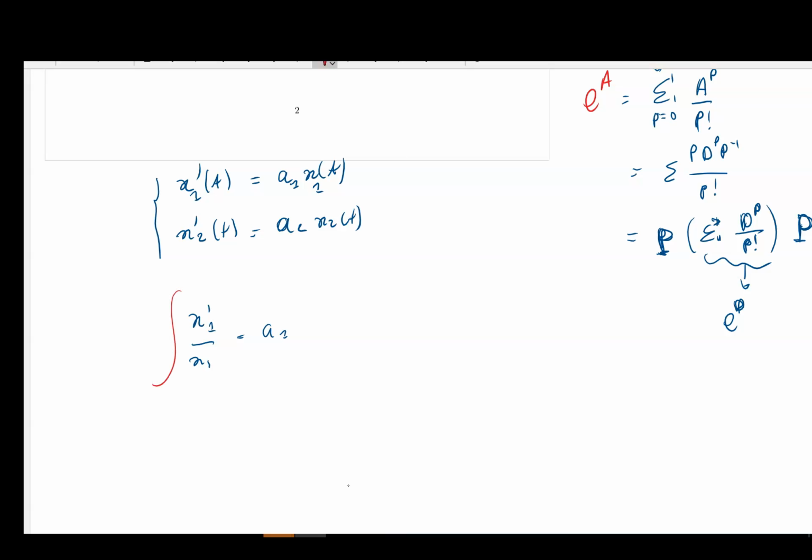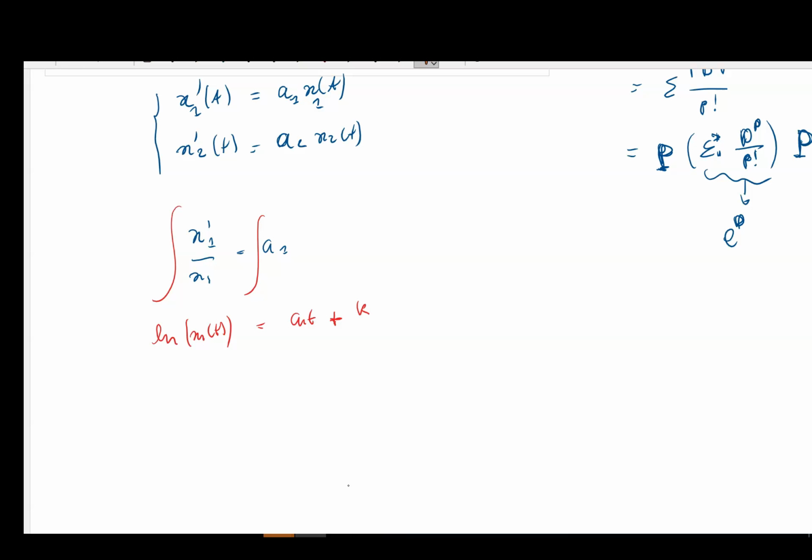So you know that we're going to integrate. On one side, I get the log of x1 of t. On the other side, I get a1 times t plus an integration constant. Then we apply the exponential on both sides. And on this side, I get x1 of t is equal to that exponential of k.